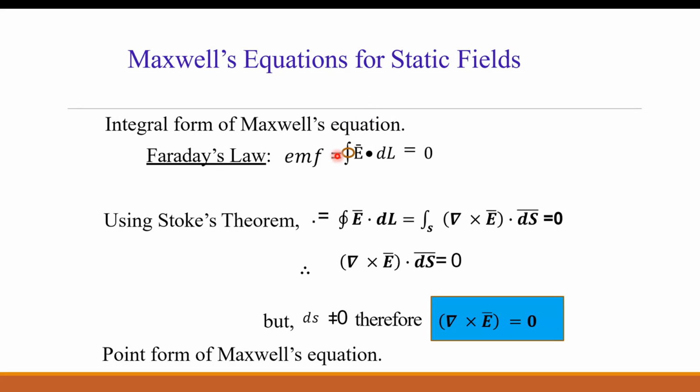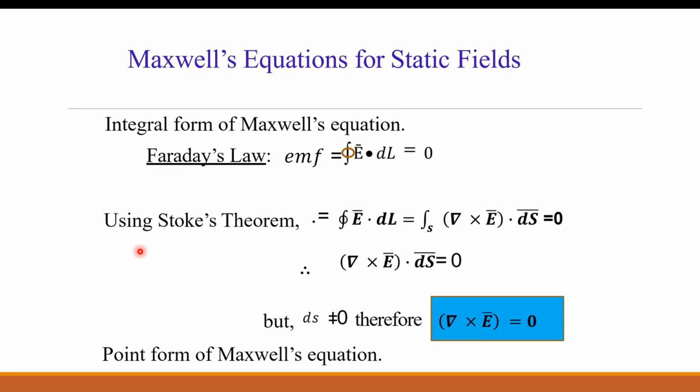Okay, this equation is known as integral form because there is closed integration present, and this closed integration is line integration. कारण इथं काय आहे, dl bar आहे, त्यामुळे ह्याला आपण काय म्हणणार आहे, closed line integration of E bar dot dl bar is equal to 0. This is integral form of Maxwell's equation for which field? Static field. For static field.